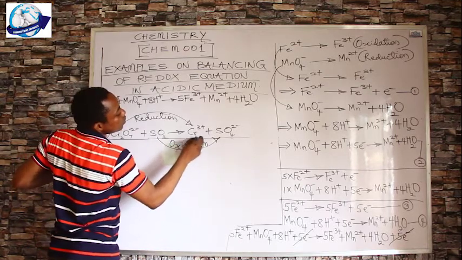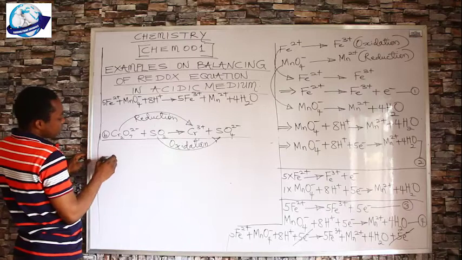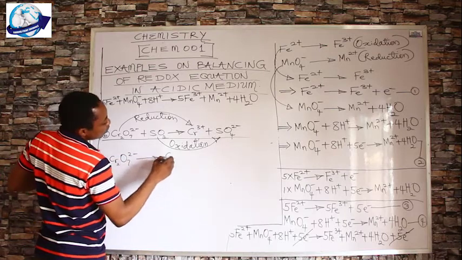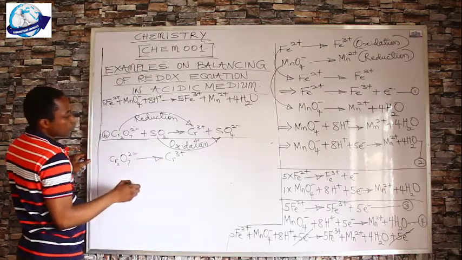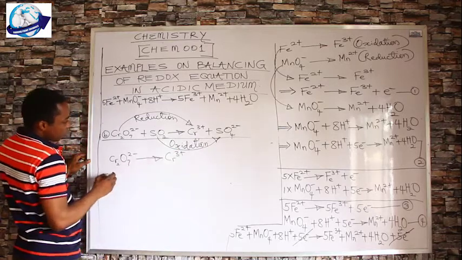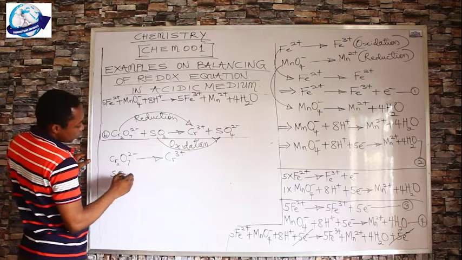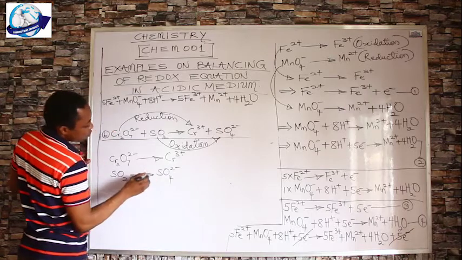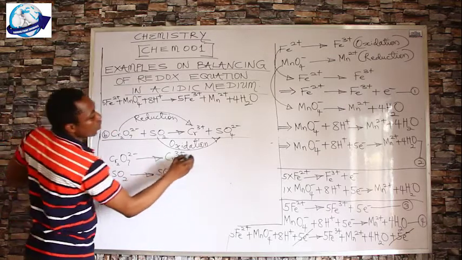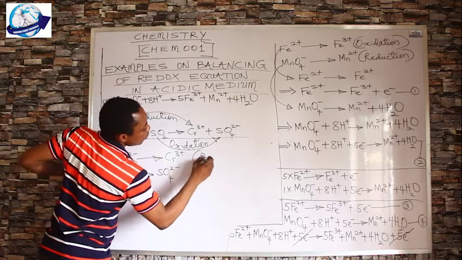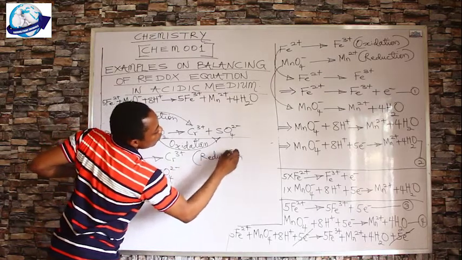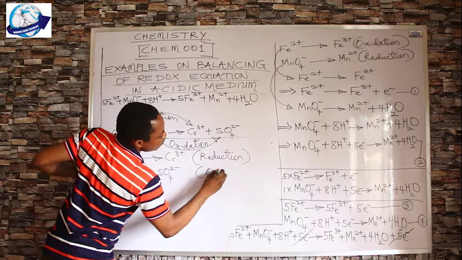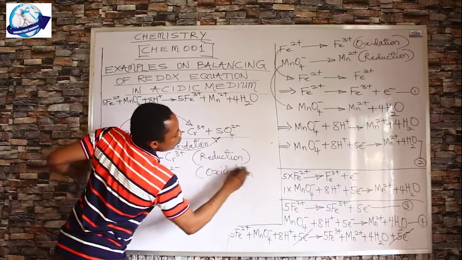So we split it now. The first one will look like this: Cr2O7 2- yielding Cr3+, as chromium ion. Then the other one, which is SO2, yielding SO4 2-, that is the sulfate ion. Then on the right-hand side put reduction half reaction. Then this side is called the oxidation half reaction, or half equation.